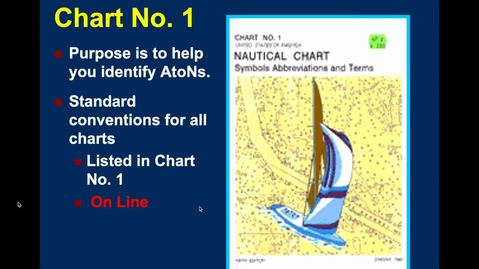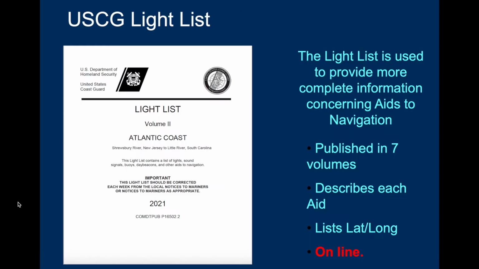You can get these online, so you don't have to purchase the book. If you have a symbol you want to look up, you can just search the manual online and find that symbol.